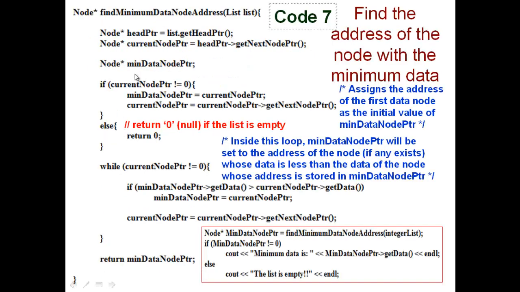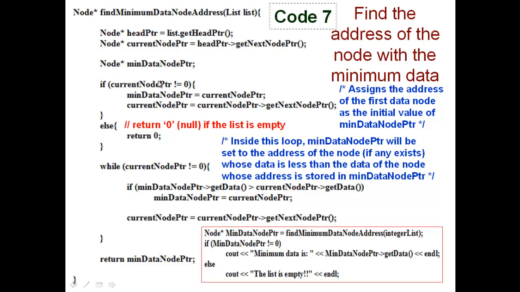Alright, so now as I said, we need to find the node with the minimum data. That's the objective of this function. So let us use a temporary pointer variable called min data node pointer. That's also a pointer of the node class. So you say node star min data node pointer, and I have not initialized it right away at the time I am declaring it. I am just declaring that pointer to be of type node. So I will initialize it using this if in the following code.